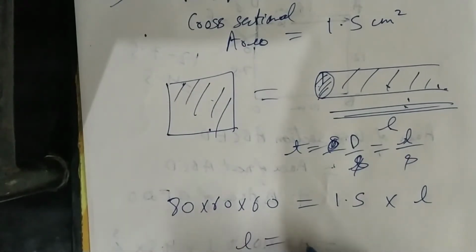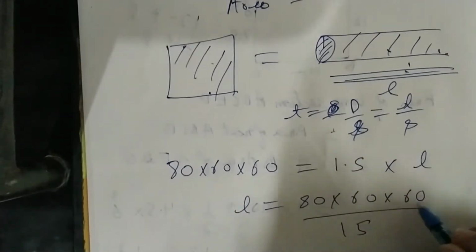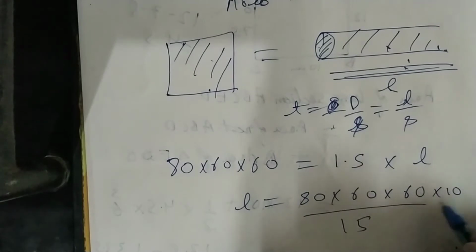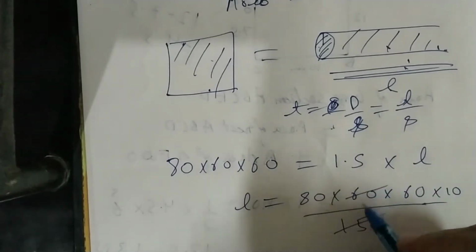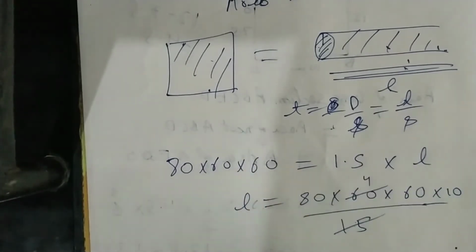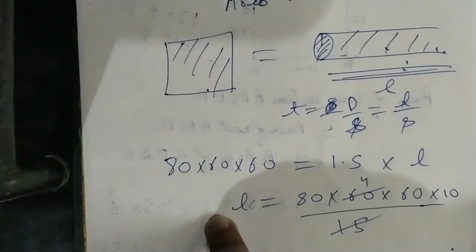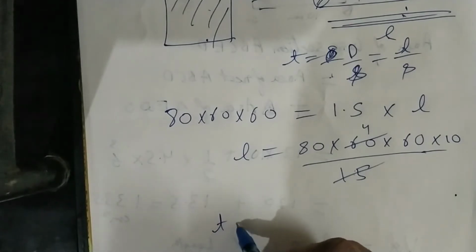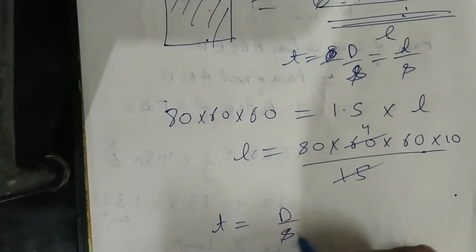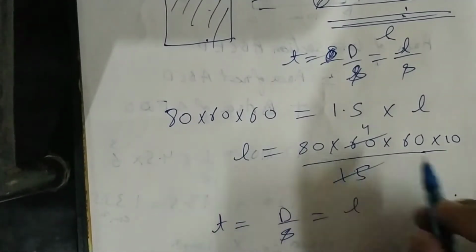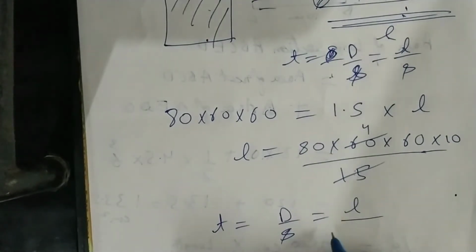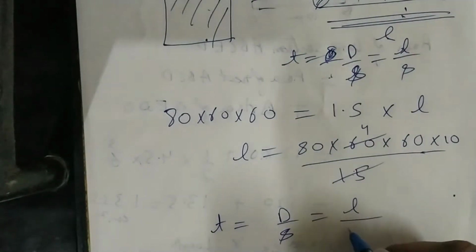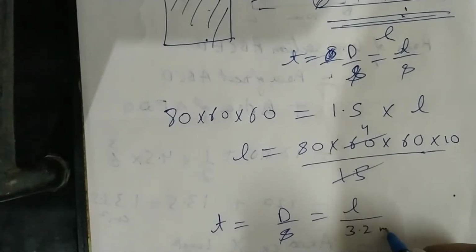From here, length is equal to 80 into 60 into 60 divided by 1.5. So this point we will change, this will become 10 here, and 15 4s are 60. So this is the length of the distance. Now we require to find the time. So time is distance upon speed. So here distance is this length, and speed is given in the question, 3.2 meter per second.